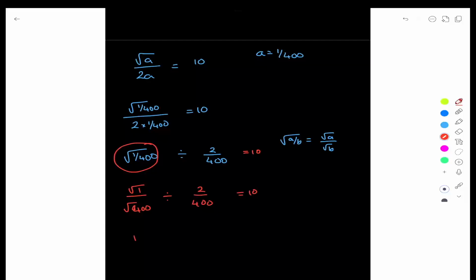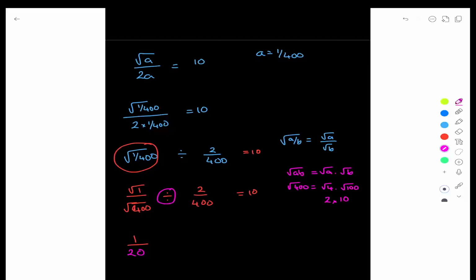So square root of 1 is just 1. Square root of 400. Another rule you remember, if you've got two factors, you can just split that. So root 400 can be split into root 4 and root 100, because 4 times 100 is 400. Root 4 is 2, root 100 is 10, so it's going to be 2 times 10, which is 20. So we can just say 1 on 20.